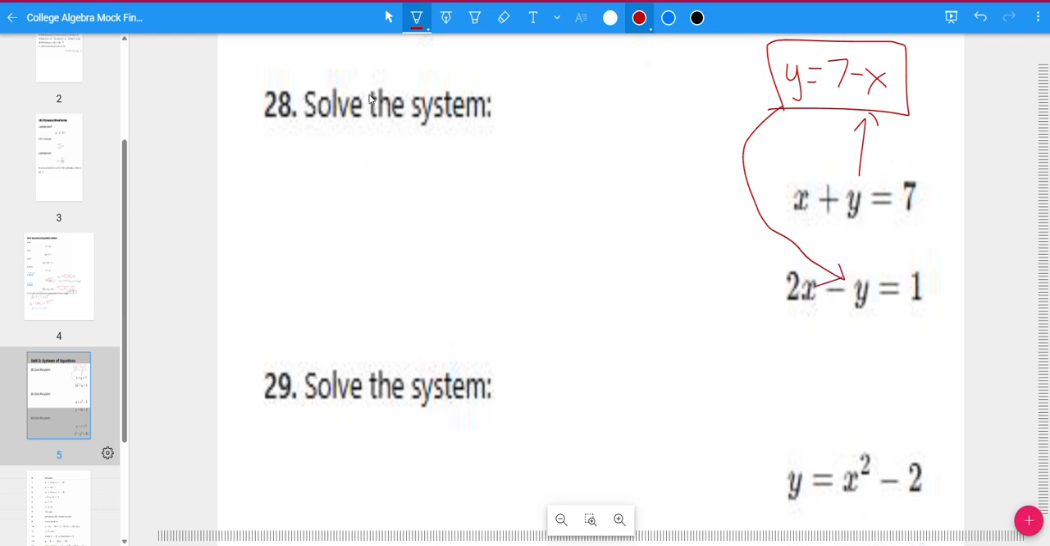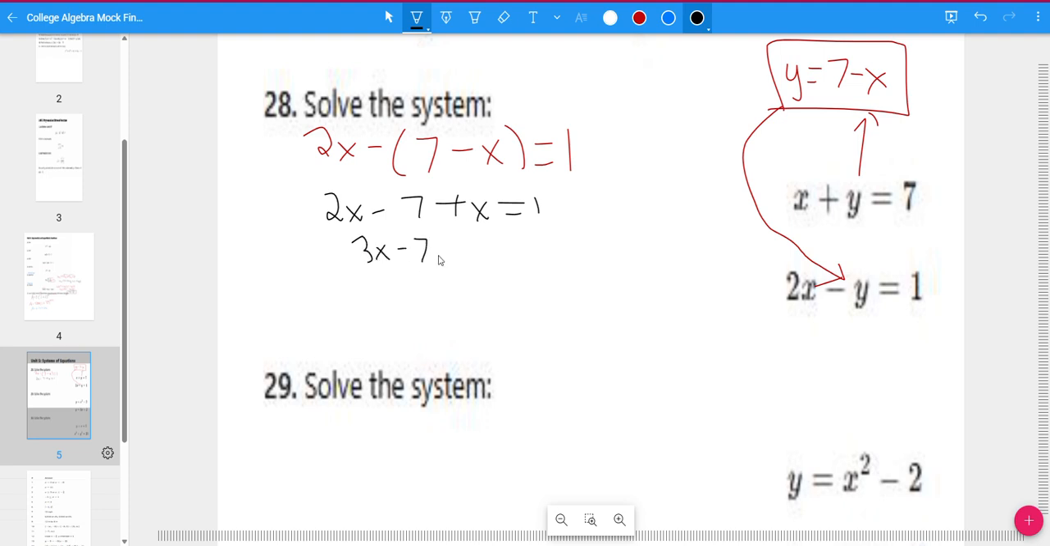So if I write it over here, 2x minus parentheses 7 minus x, I'm plugging in for y. That equals 1. If I distribute the negative, I get this, and then combine like terms. So 3x minus 7 equals 1. Add the 7 over.